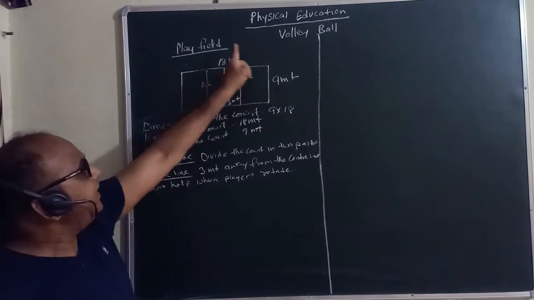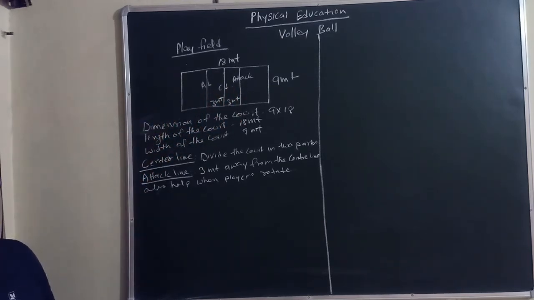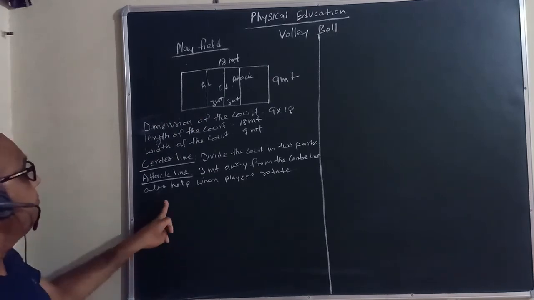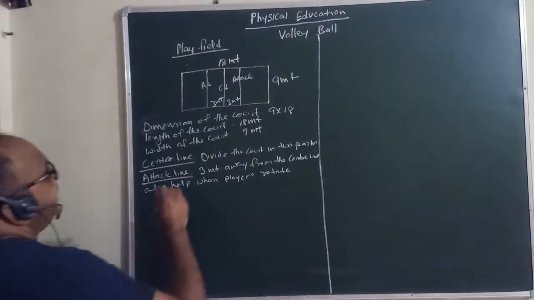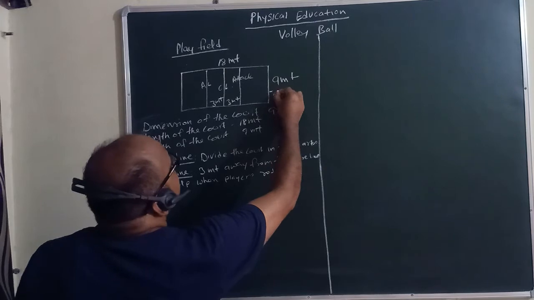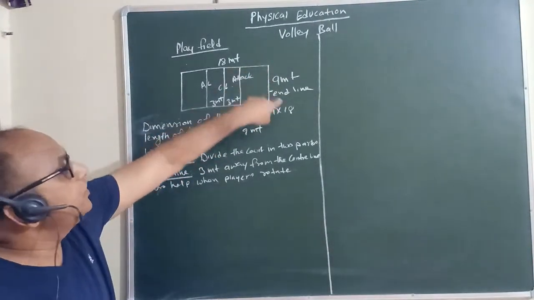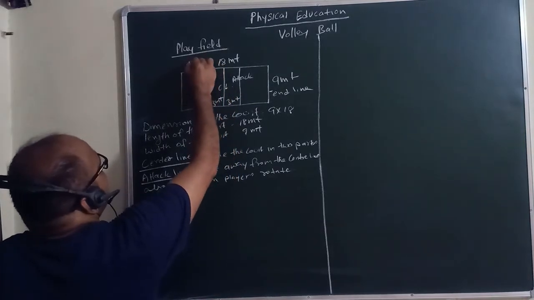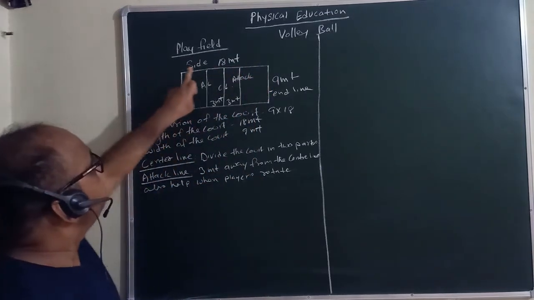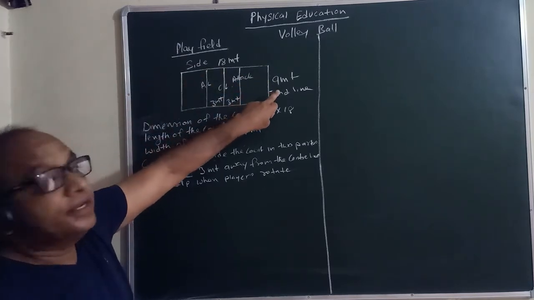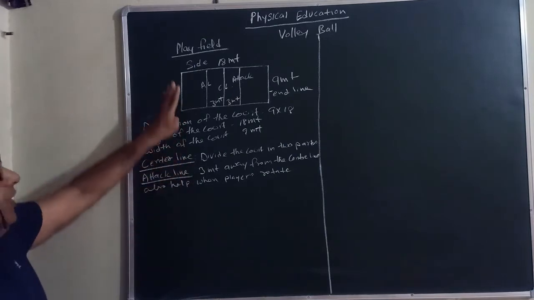So the court is 9 by 18. It has a center line dividing the court into two parts, and here are two attack lines. So what is the meaning of attack line? It helps when we play rotation wise. And this line is called the end line, and this line is called the sideline. This line is called the sideline, and this line is called the end line. So this is the play field.